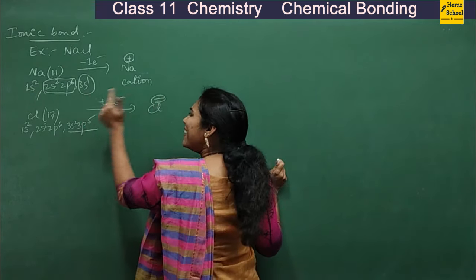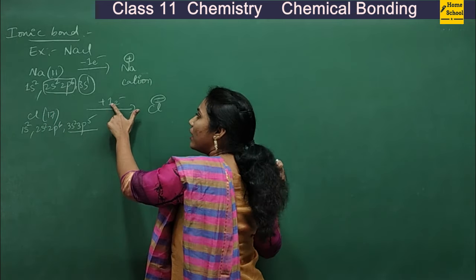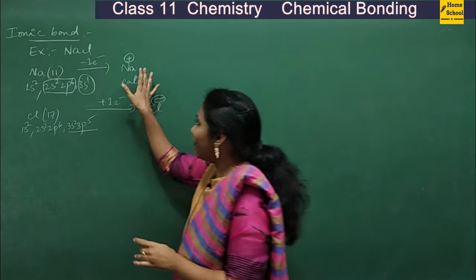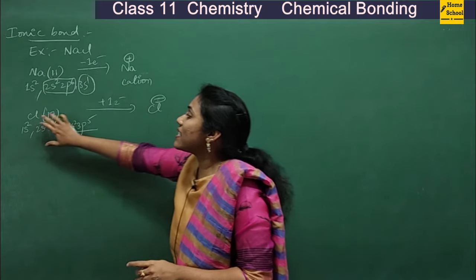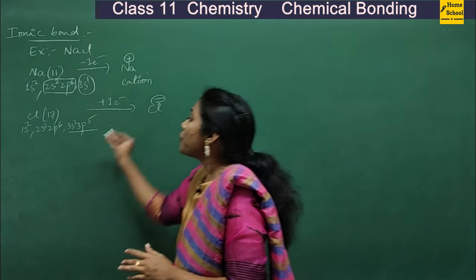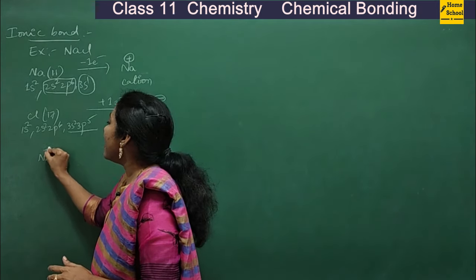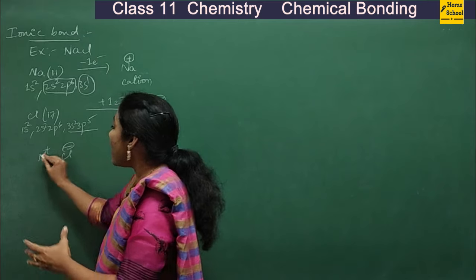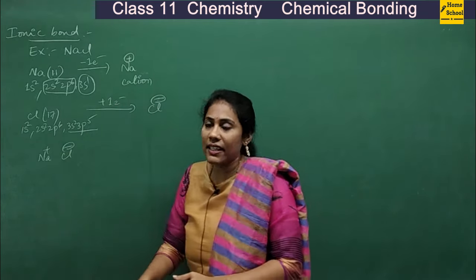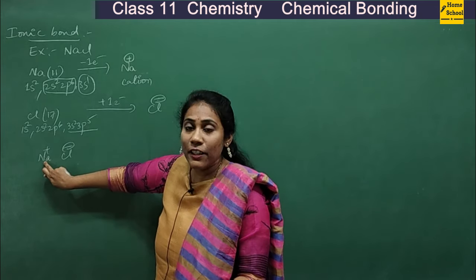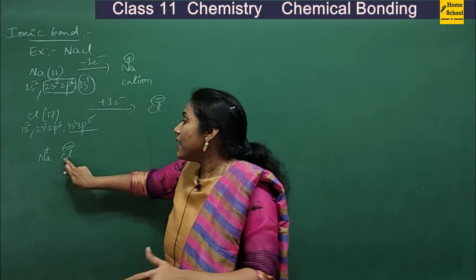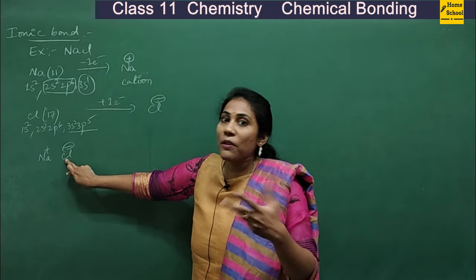So how did this guy get an electron? Who has given it here? Sodium. So here sodium gave the electron and that electron was taken by chlorine. So it's a mutual understanding. Okay, so now Na plus ion and Cl minus ion are near. They are quite near because this has given an electron, this has taken an electron. Sodium is stable in the form of Na plus. Now Cl is stable in the form of Cl minus.